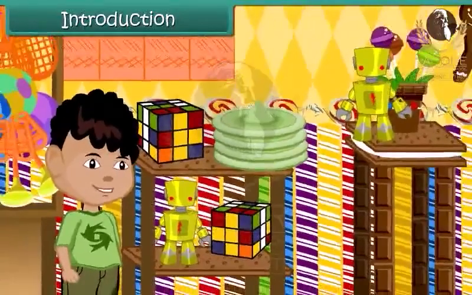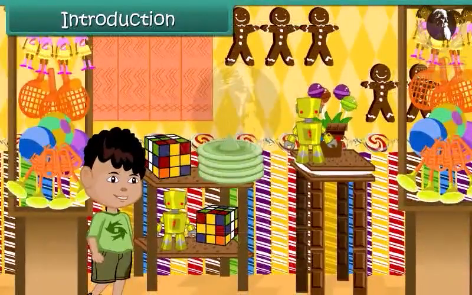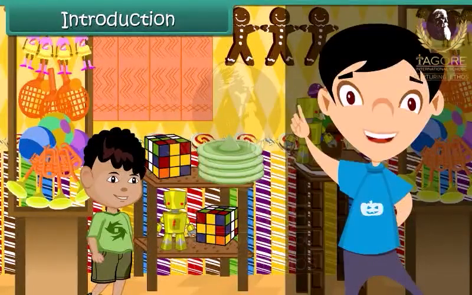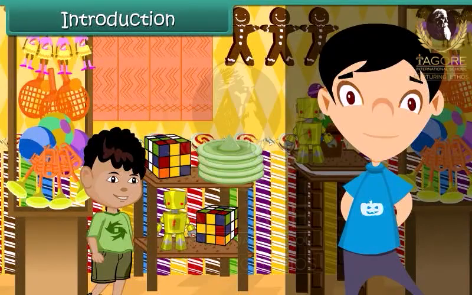He finds the world of shapes fascinating. He is keen to know more about shapes. The study of shapes is known as geometry. In this lesson, we will look at shapes in detail.